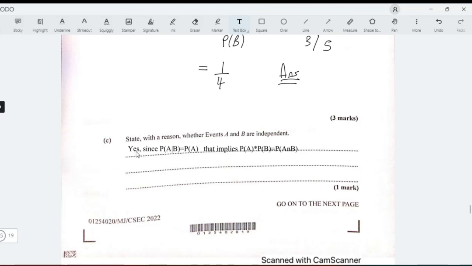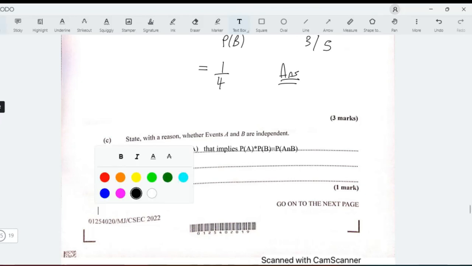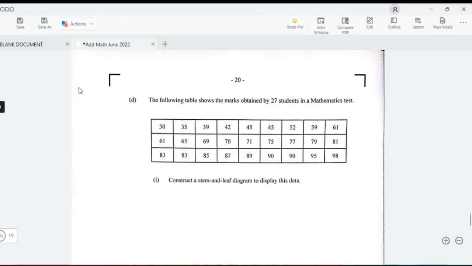So that's your reason. Since the probability of A given B is equal to the probability of A, then the probability of A times the probability of B is the probability of A intersect B. So yes, they are independent events. And we're done with that.